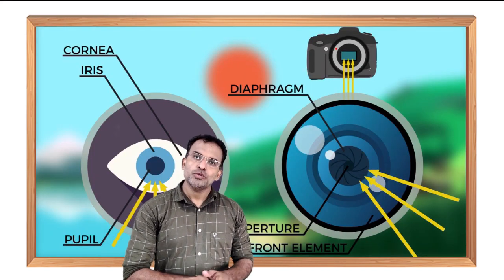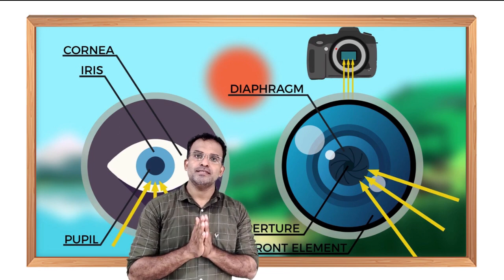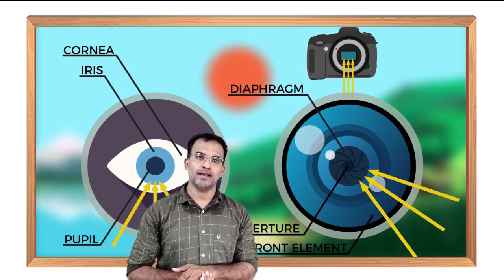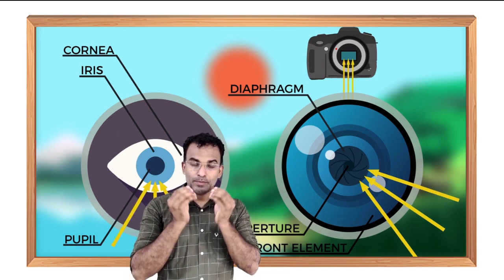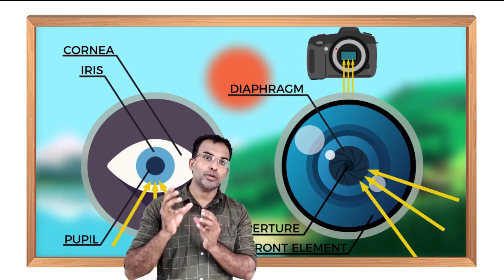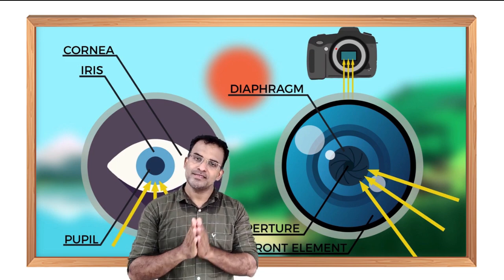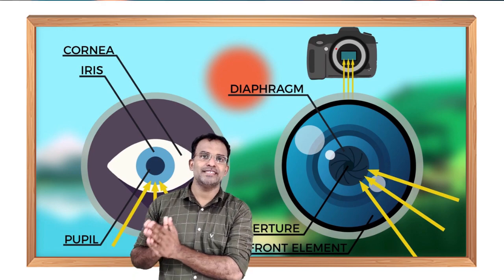If we compare it with our human eyes, aperture is like the pupil in our iris. We know the pupil in our iris can grow and shrink to control the light. This is what aperture does in digital cameras. Okay, so we have understood what aperture is. Now let's move to the third one, that is shutter speed.